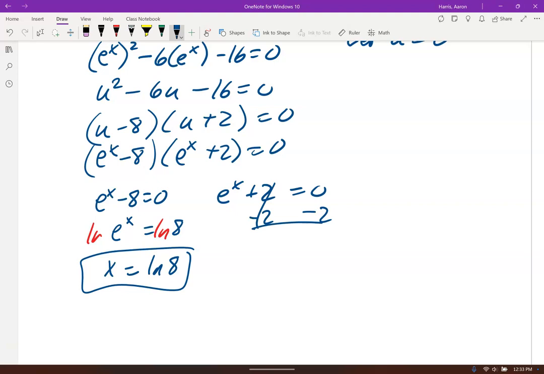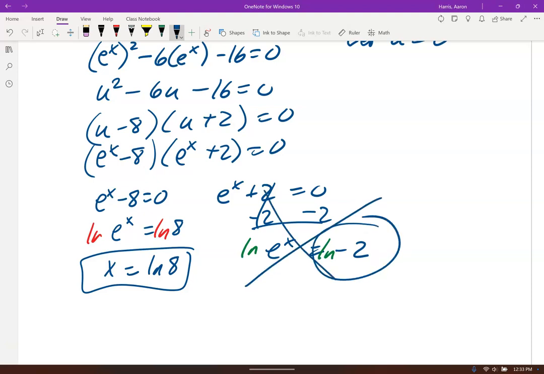Subtract 2 from both sides. E to the x equals negative 2, but when I run the natural log here, I can't take the natural log of a negative number, so that's out again. So all we have here is the natural log of 8.